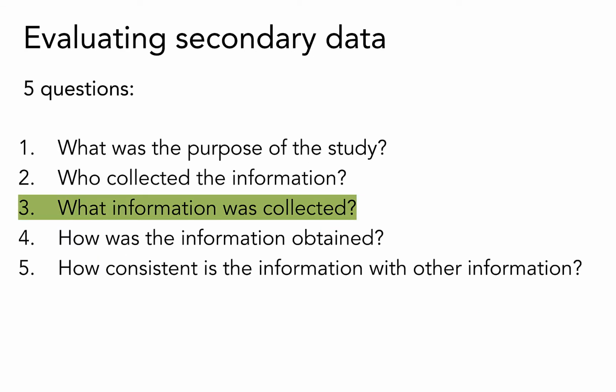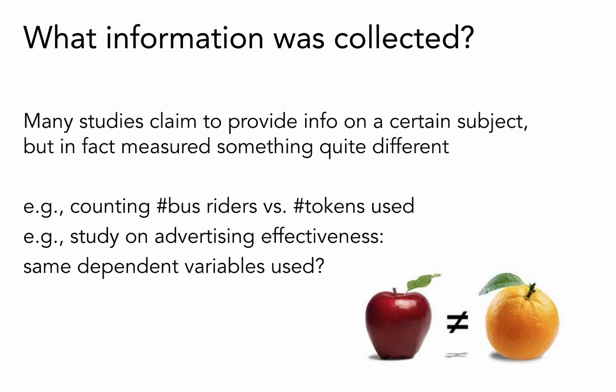Third question you want to ask is what information was collected? This has to do with the comparability of data that you want to use versus what's available. Maybe some studies you find claim to provide information on a general topic, but what they measured was in fact quite different. Sometimes there's an overestimation or underestimation of certain data, simply because they used a different way to measure it. The way they counted, for example, bus riders versus the amount of tokens used in public transportation can actually create a pretty big difference. Or when you want to focus on advertising effectiveness, how did another study measure advertising effectiveness?